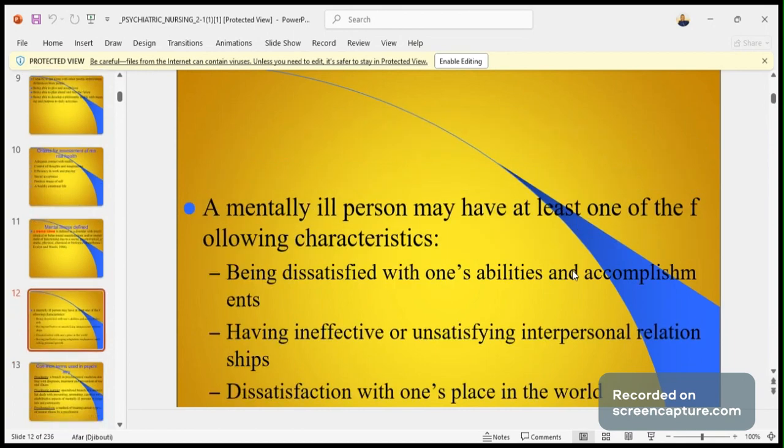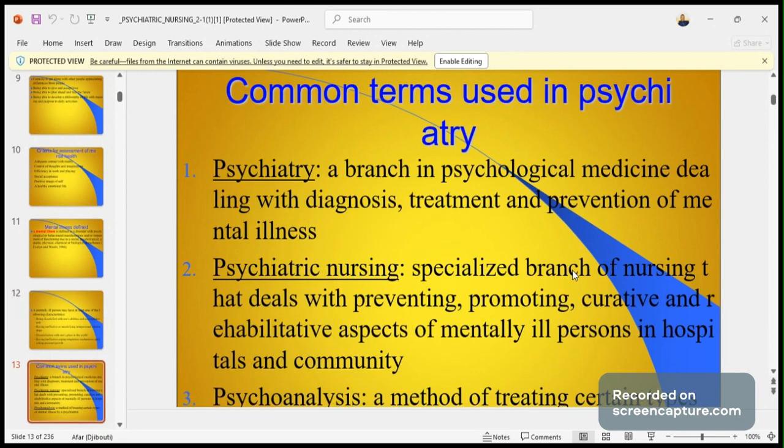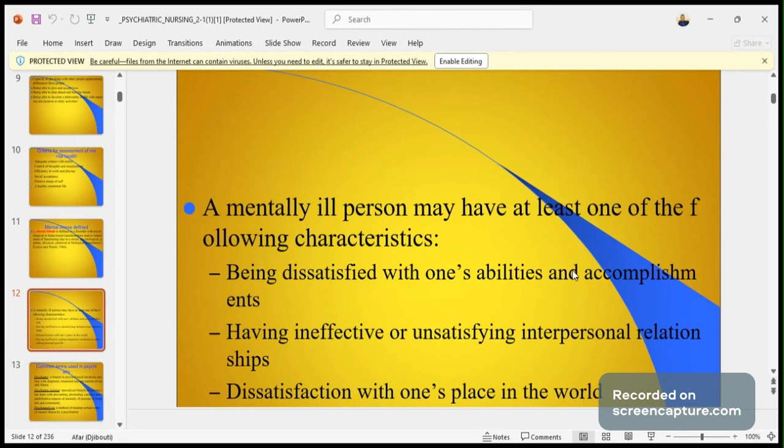So a mentally ill person may have at least one of the following characteristics: being dissatisfied with one's ability and accomplishment; having ineffective or unsatisfying interpersonal relationships; and dissatisfaction with one's place in the world, like they are not actually okay with where they are at the moment. So having ineffective or unsatisfying interpersonal relationships, and being dissatisfied with one's ability and accomplishment, also come into play.